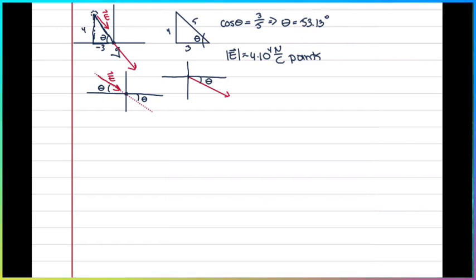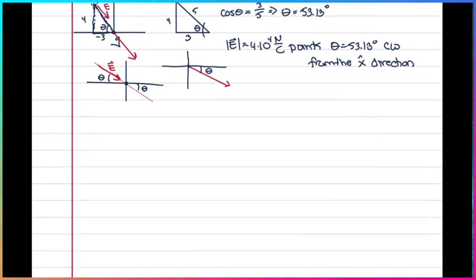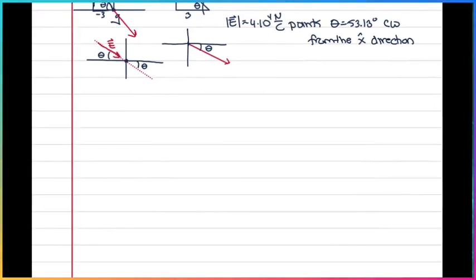So I could say that the electric field has a magnitude of 4 times 10 to the 4 newtons per coulomb, and it points in a direction of 53.13 degrees, kind of clockwise from the x hat direction, right, the positive x direction. That's one way you can write. I've given a magnitude and a direction. Is that the only angle you could have used?